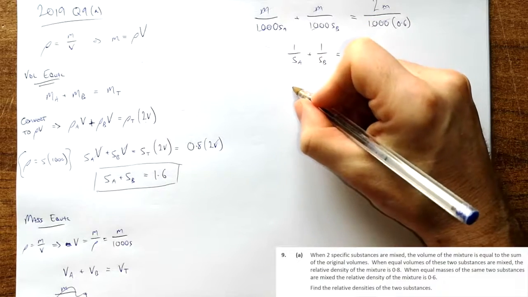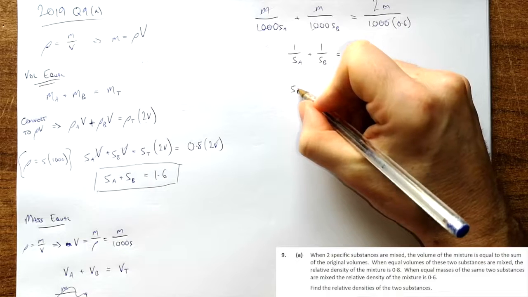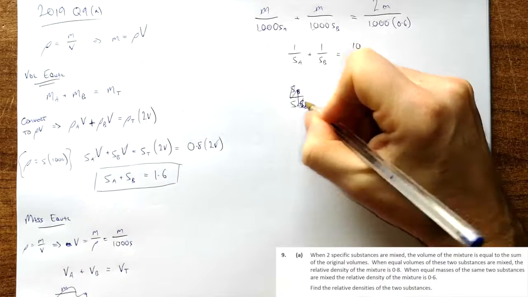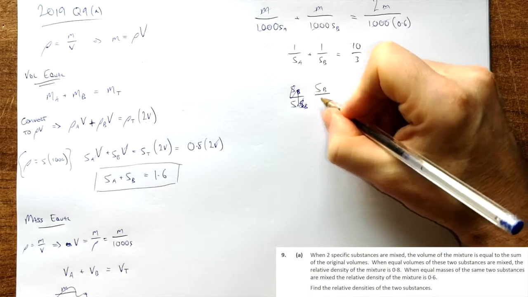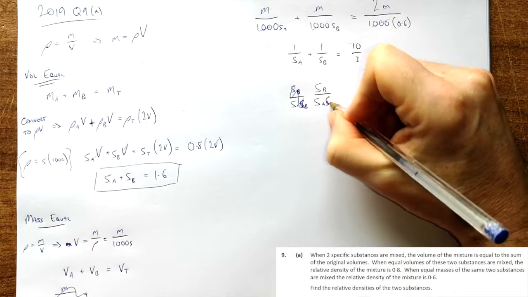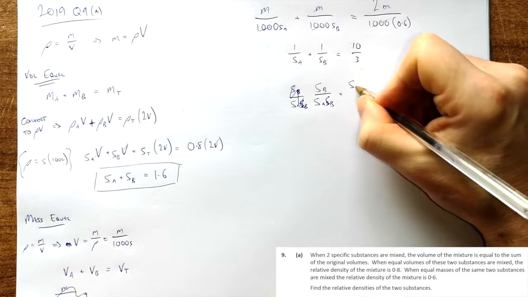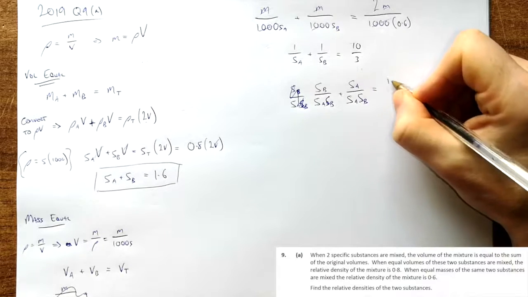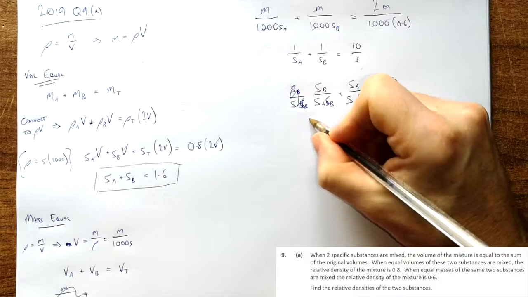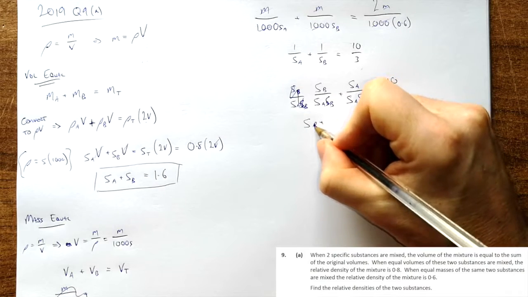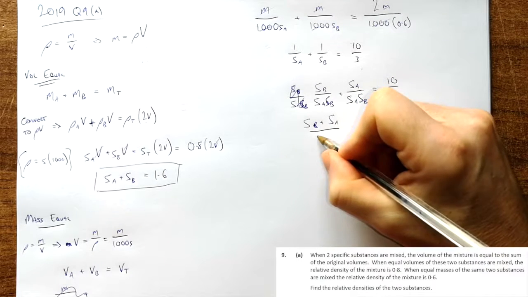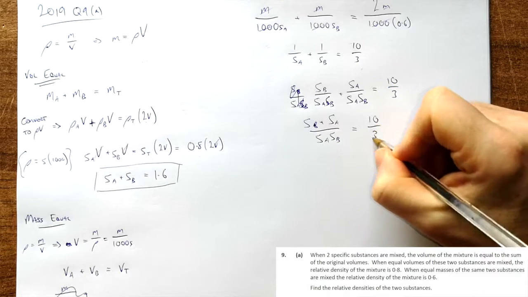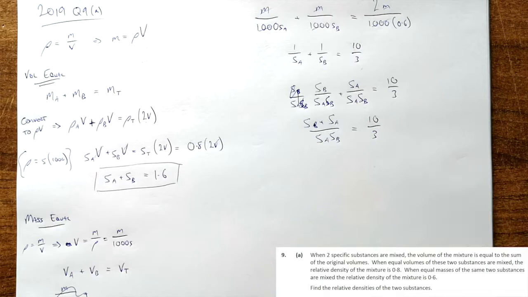So that is going to end up being SB over SASB. I'll just make that a little bit cleaner. SB plus SA over SASB, and that equals 10 over 3. Tidying up, SASB plus SA. Now, where can we go from here?